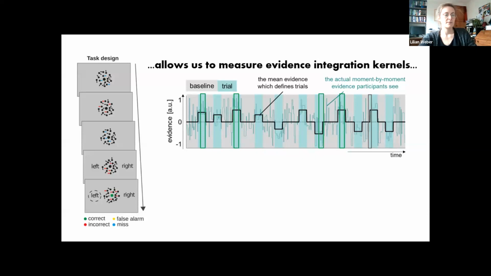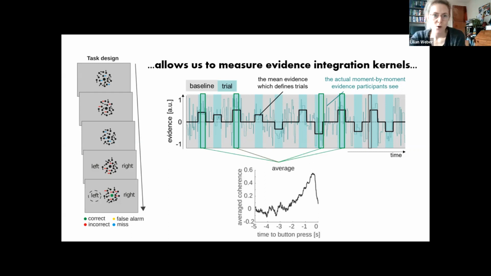And what this paradigm now allows us to do is look at the responses that participants emit. So for example, here I've marked some responses in green. So these were correct responses during a trial period. And we can look at the stimulus that led up to this response in all of the responses and average that across responses. And what we get is something like an integration kernel. And it tells us, the steeper this kernel is, the more participants just went with what they had just seen. And the more flat this becomes, the more they integrated evidence over time.